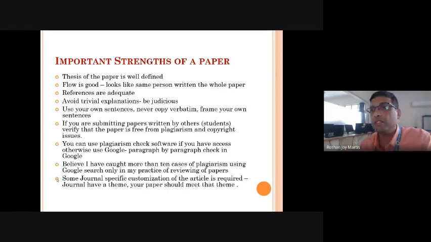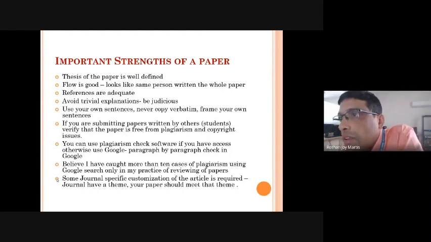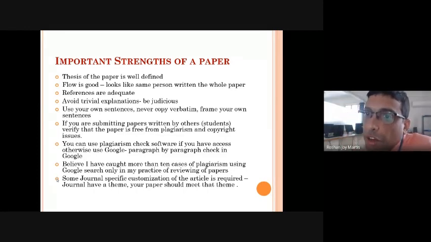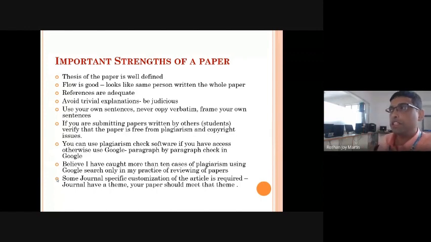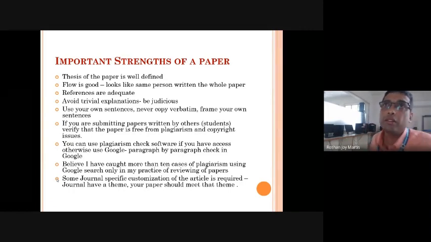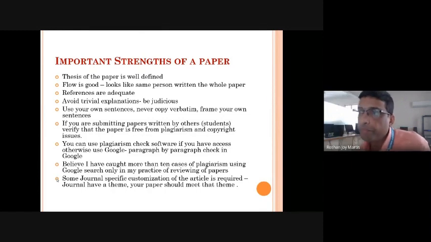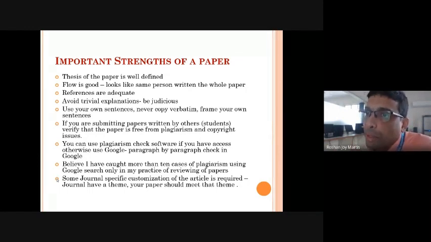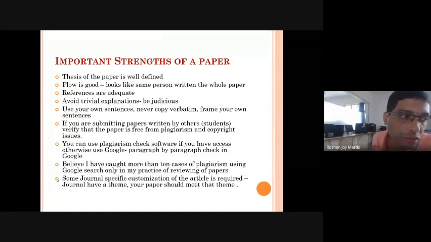Use your own sentences. Never copy word by word. Frame your own sentences. If you are submitting papers written by someone else, maybe students, make sure that it is free from plagiarism and copyright violations. This is very important. Even if your student writes a paper and publishes, and if it is caught for plagiarism, then the entire career is gone. The students' as well as the guide's career also is gone. You should be very careful about plagiarism and copyright issues.